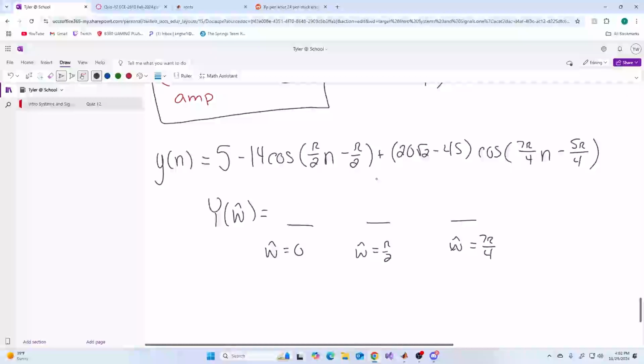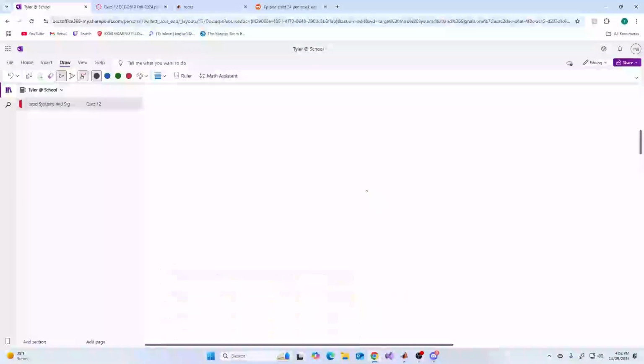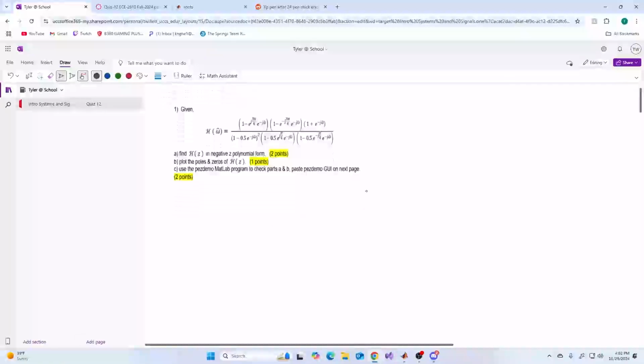Now let's go to problem 1. Problem 1 is much longer, so it's going to take a minute. The first thing we want to do is part A. Find h sub z in negative z polynomial form. Well, I'm going to show you a little trick. E to the power of negative j w hat equals z to the power of negative 1. If we had a 2 here, this would be negative 2. If we had a 3, this would be negative 3, and so on and so forth.